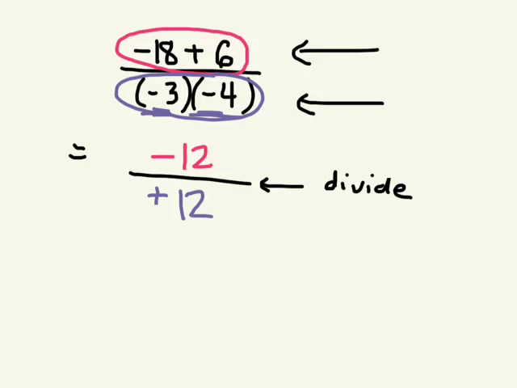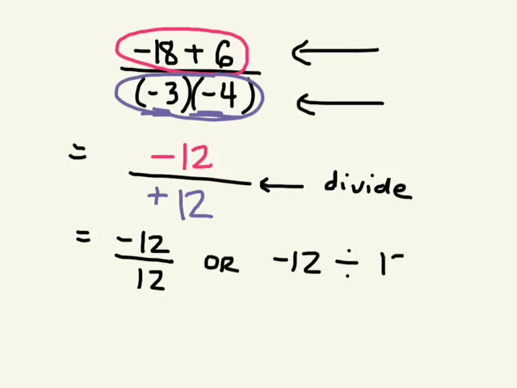Right. So now what this question says, I'll just rewrite it, is -12 over 12, or what that means is -12 divided by 12. The answer has to be negative, and it's then going to be 12 divided by 12, which is 1. So that's it, negative 1.